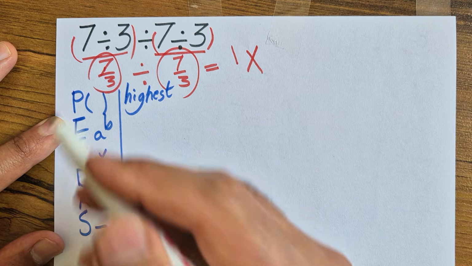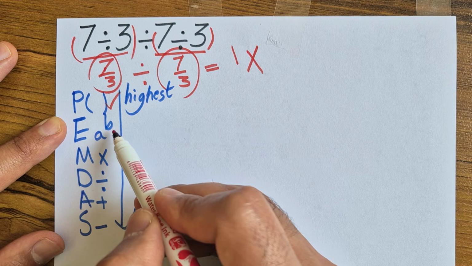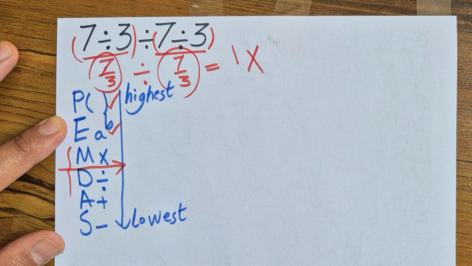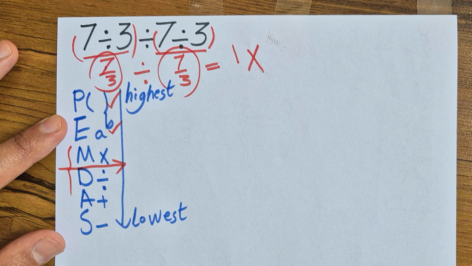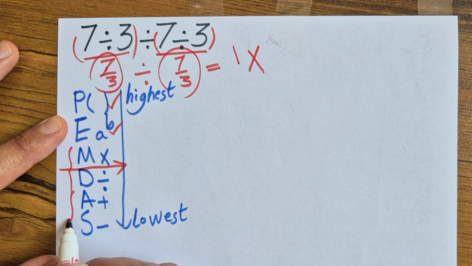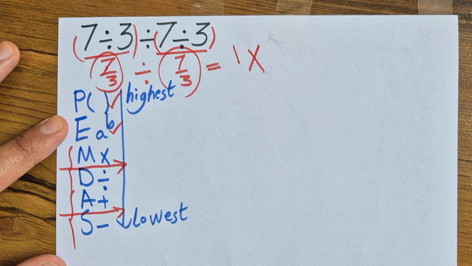PEMDAS means that you must go for parentheses at first, then go for exponents, then go for multiplication and division from left to right. They have the same priority and precedence. MD or DM does not matter. And finally, go for addition and subtraction from left to right.